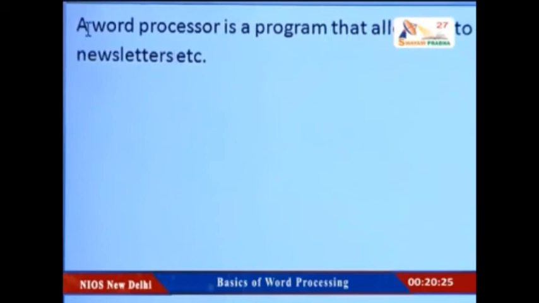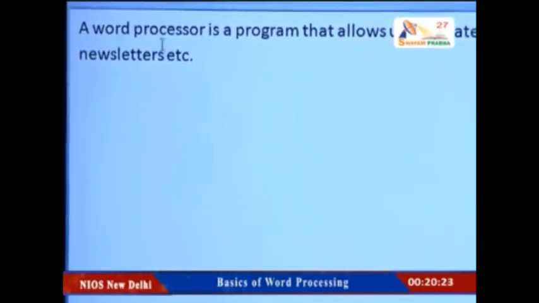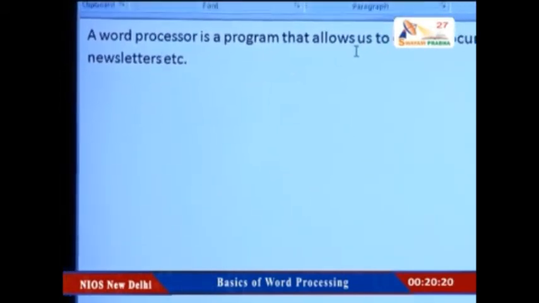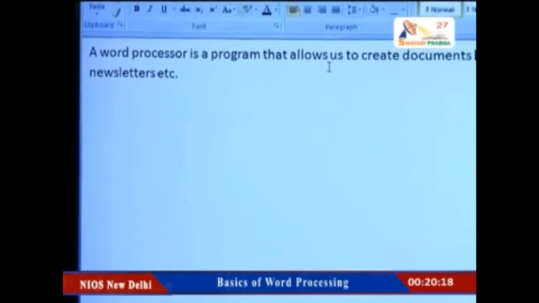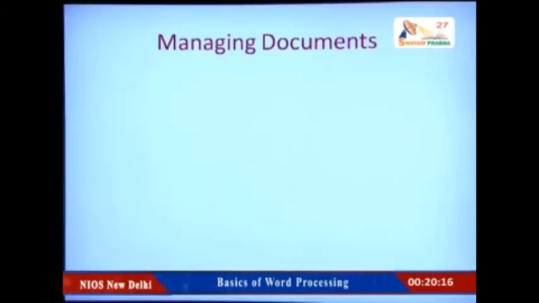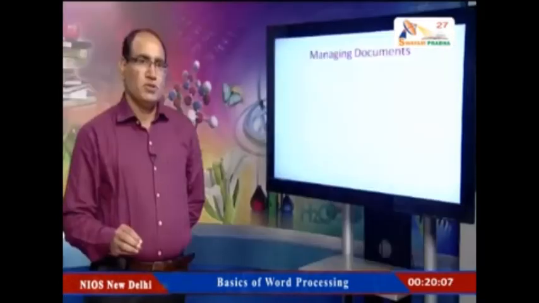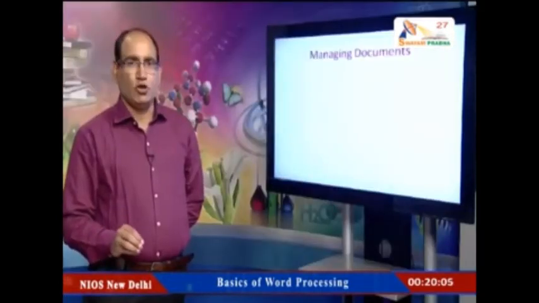We can create a new document by clicking at the Office button and then clicking at New, or we can press Ctrl N. We can open an existing document by clicking at the Office button and then the Open option, or we can press Ctrl O. We can also save a document using Ctrl S or going to Office and clicking at Save.